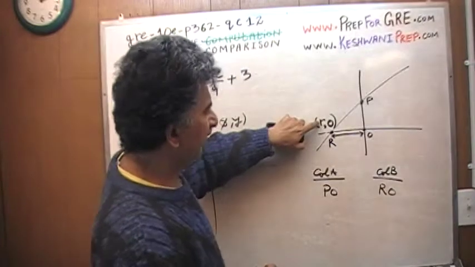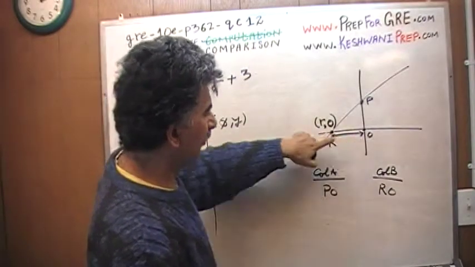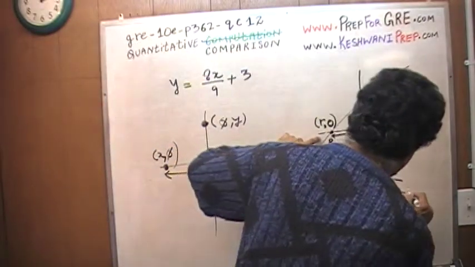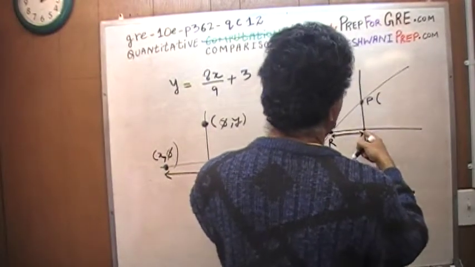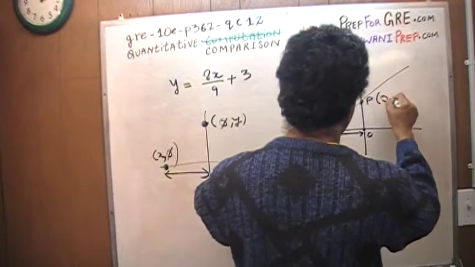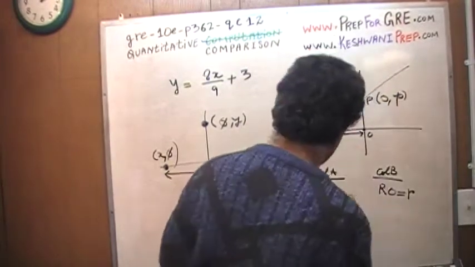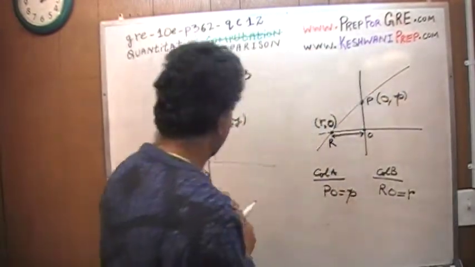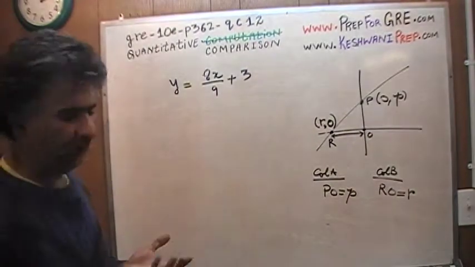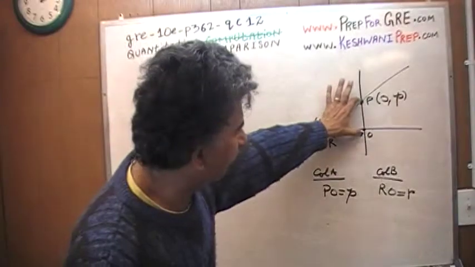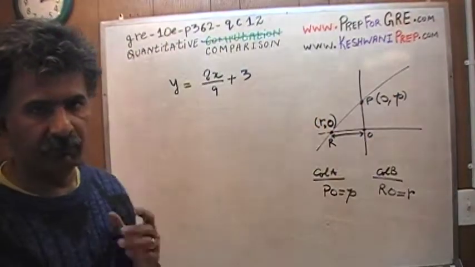So let's signify the small r for the distance from O to R, with the y coordinate 0, and then small p for the point on the y-axis, with the x coordinate 0. Now the question is how do we find out this distance? It's very simple, it's very straightforward.